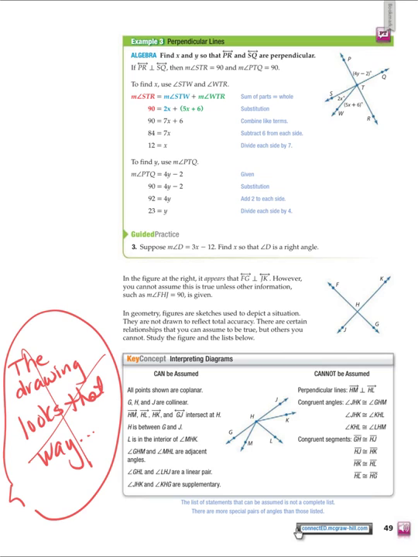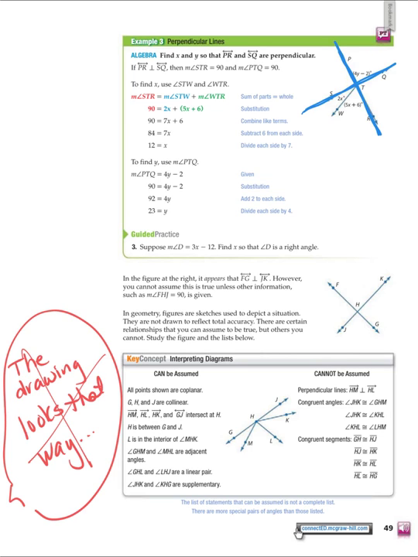All right, let's go up here to example 3 and see what they're doing up here. Find x and y so that PR and SQ are perpendicular. All right, let's darken those in a little bit so we know which lines we're talking about. PR is this guy, and SQ is this guy. So TW is a nice little visitor there, but he's really not helpful to me, or not one of the lines we're talking about. Okay.